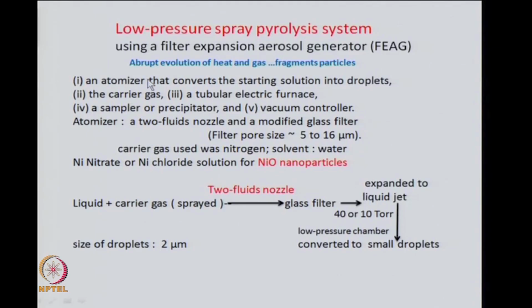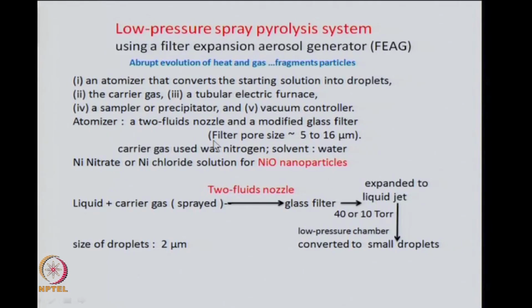So, here you have an atomizer, as we studied earlier. It has a carrier gas, a furnace, a precipitator and a vacuum controller. The atomizer normally used is a two fluid nozzle. That means you can pass one liquid and one gas through that nozzle, and apart from this two fluid nozzle, it has a modified glass filter, and this glass filter has pores with diameters of the order of 5 to around 16 micron.